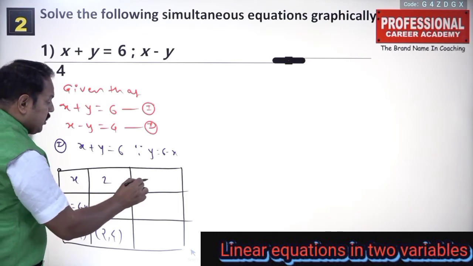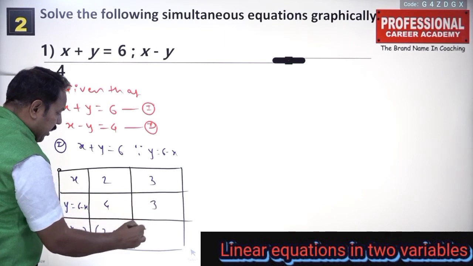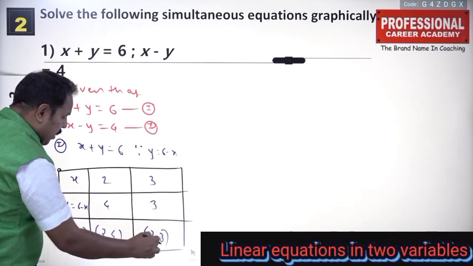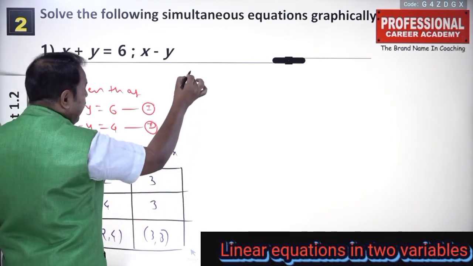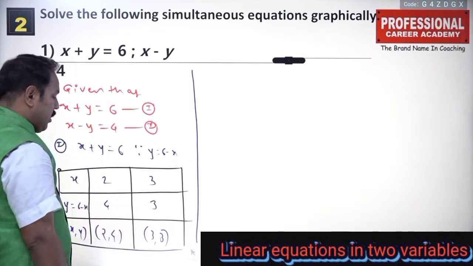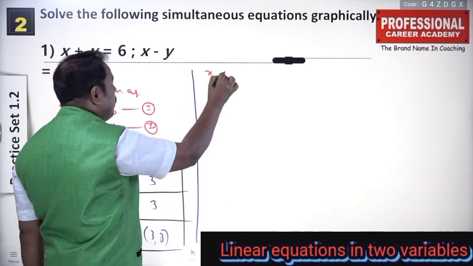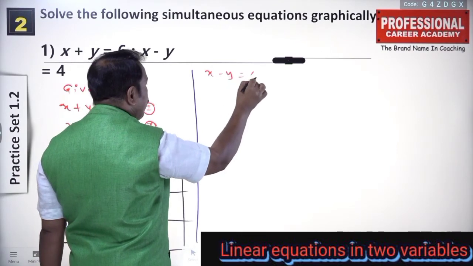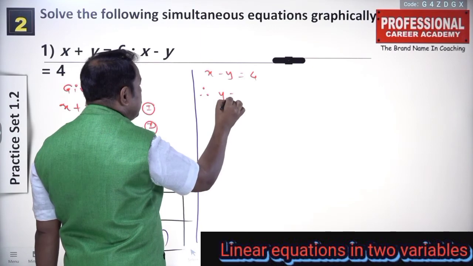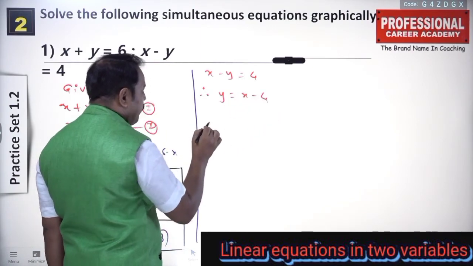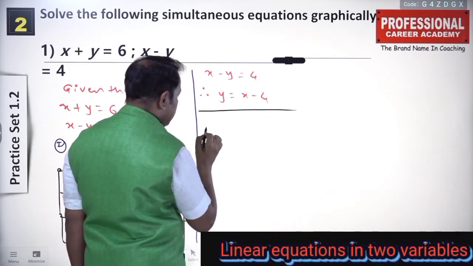Now another one. If we put x is equal to 3, then what is y? 6 minus 3 means 3. So 3 comma 3, that is another point. Okay, these are the coordinates for the first line. Now another one. So what is the other line? The other line is x minus y is equal to 4. Therefore here we can say y is equal to x minus 4. So find the coordinates first.